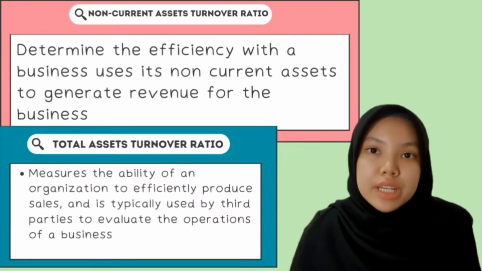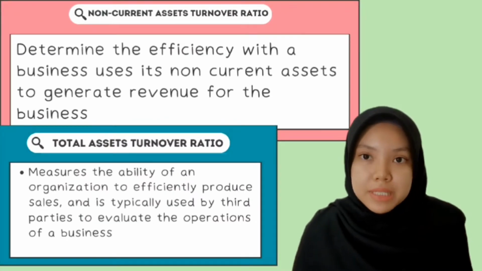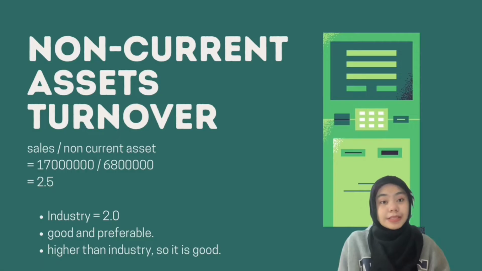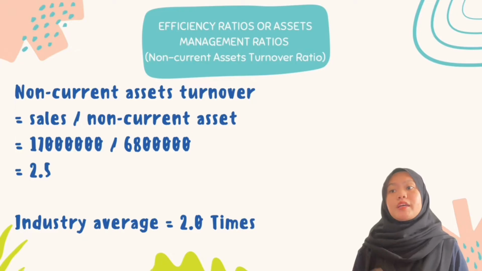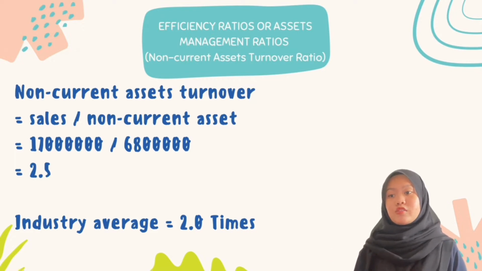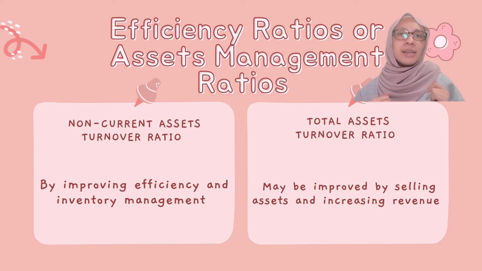Non-current asset turnover ratio determines the efficiency with which a business uses its non-current assets to generate revenue. Sales divided by non-current assets equals 2.5. Khidmat Bakti Berhad's non-current asset turnover is 2.5. Meanwhile, the industry average is 2.0 times. This shows that Khidmat Bakti Berhad's ratio is excellent because it is higher than the industry and it is preferable. The non-current assets turnover ratio can be improved through improving efficiency and inventory management.